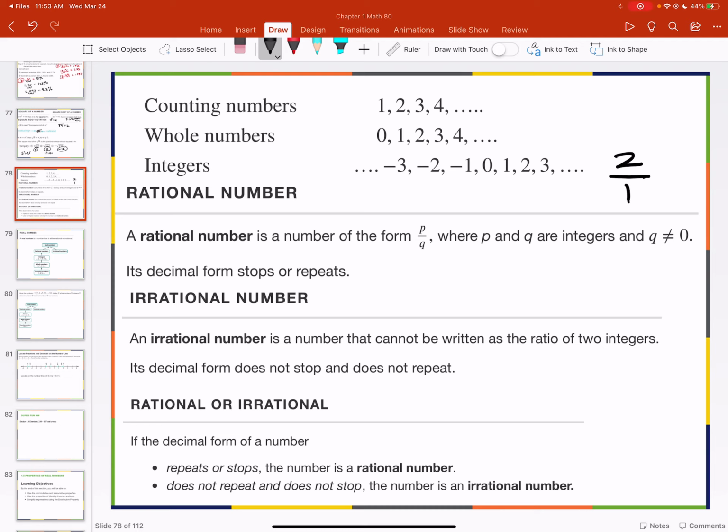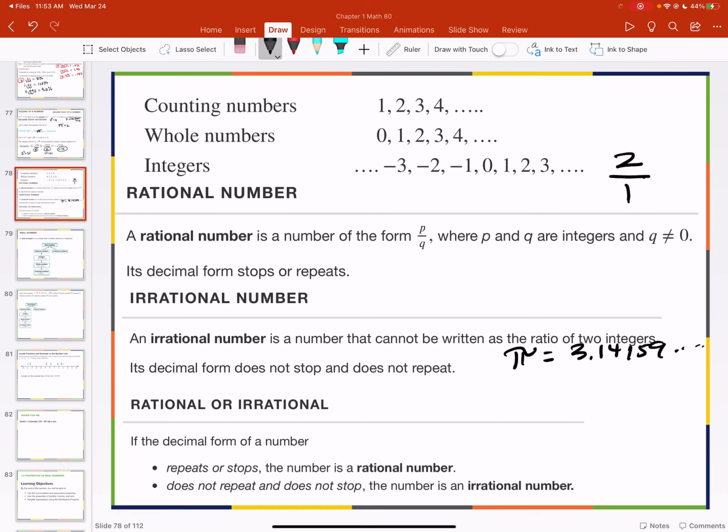An example of an irrational number is one that does not stop and does not repeat. So pi continues forever, 3.14159, and it never ends. A good way to figure out if something is rational or irrational: if the decimal form repeats or stops, then it's rational because you can express that as a fraction. And if it doesn't repeat and does not stop, then the number is considered irrational.